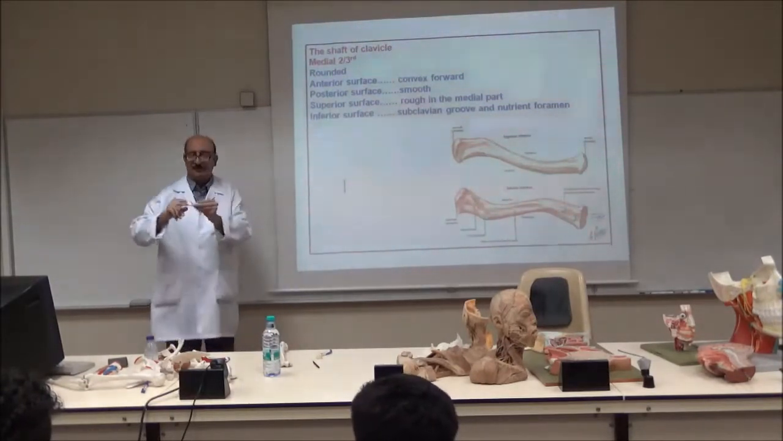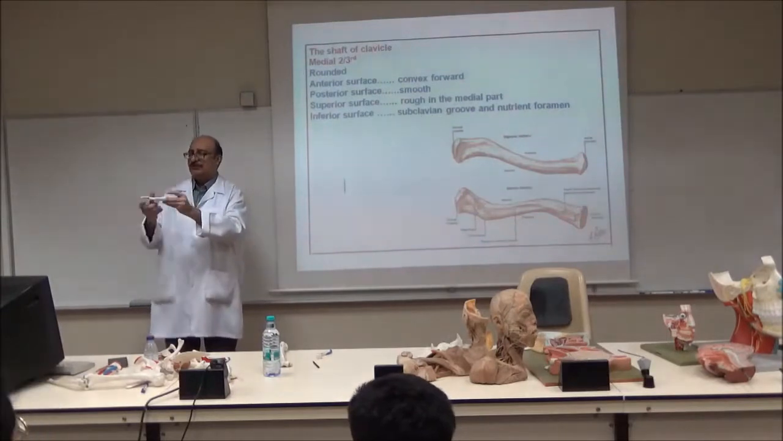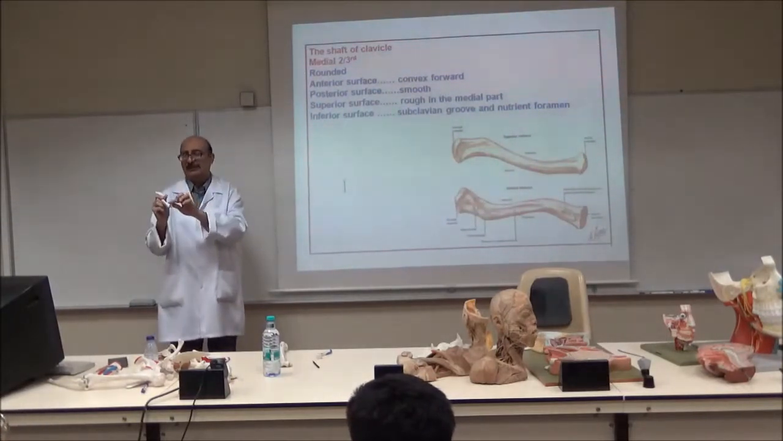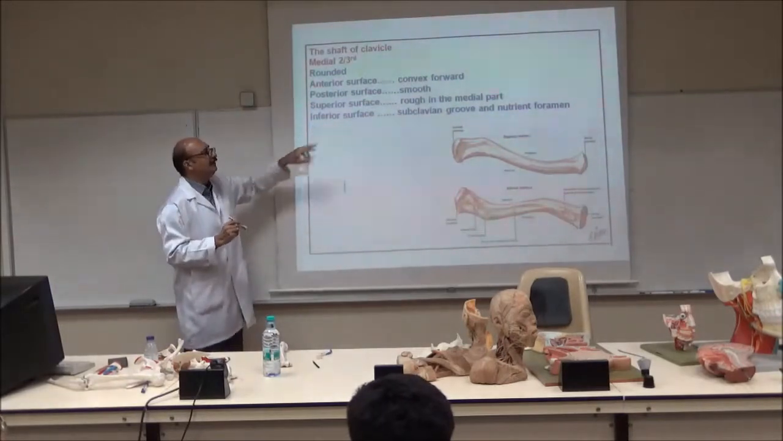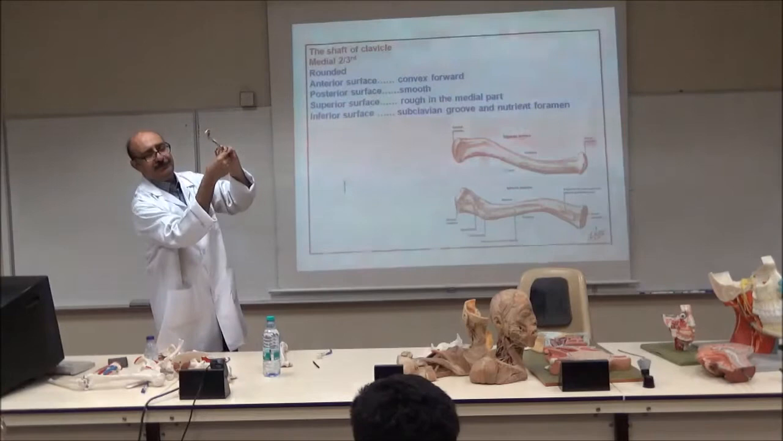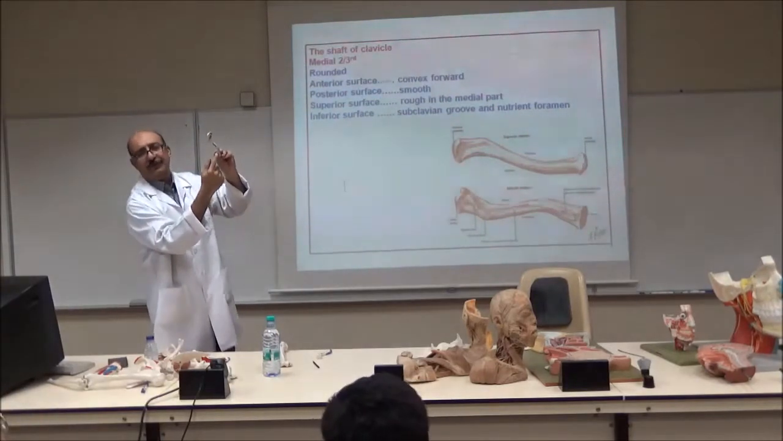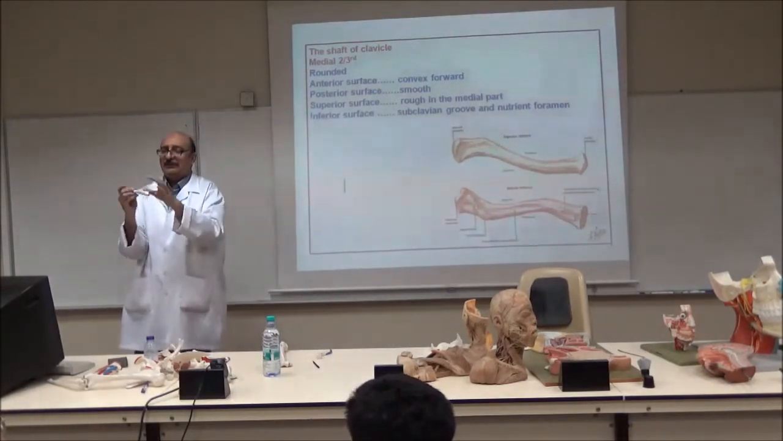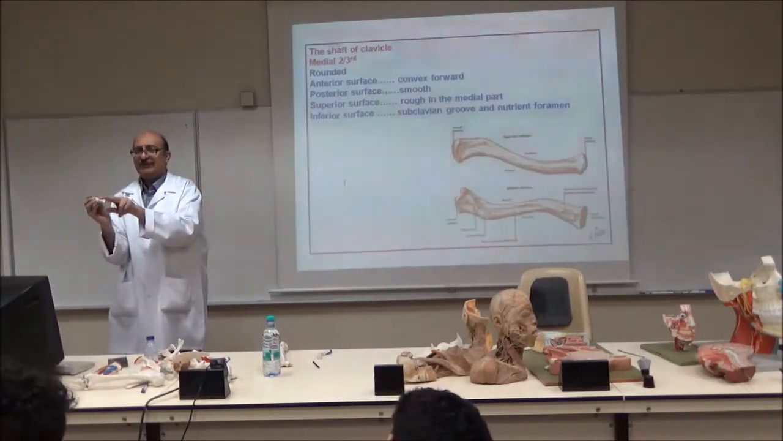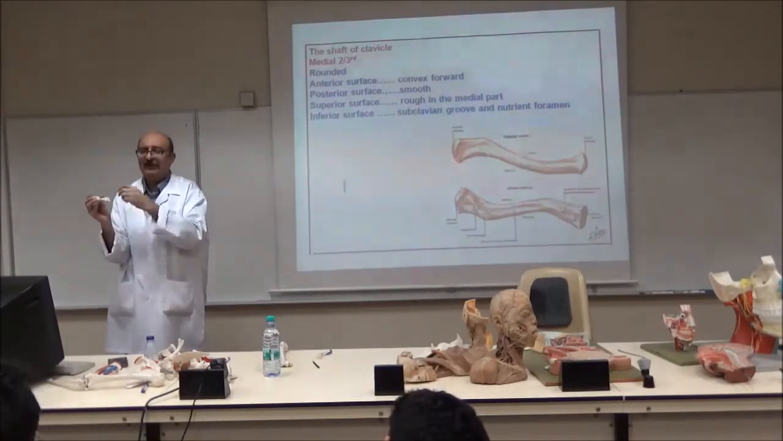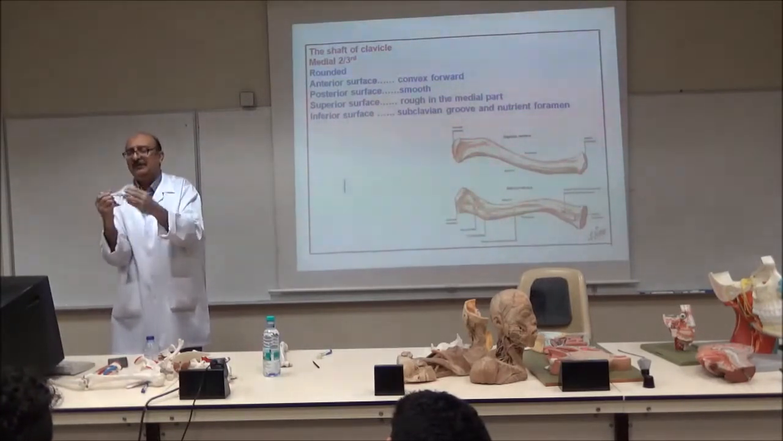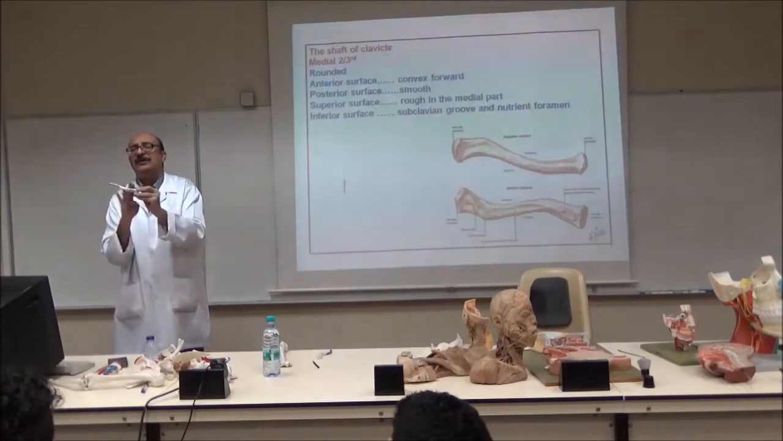Superior surface, smooth, rough on the medial margin for the sternomastoid muscle. And the inferior surface has the subclavian groove here. So, medial two-thirds: smooth with some rough area for sternomastoid, rough area below for subclavius, convex and concave.